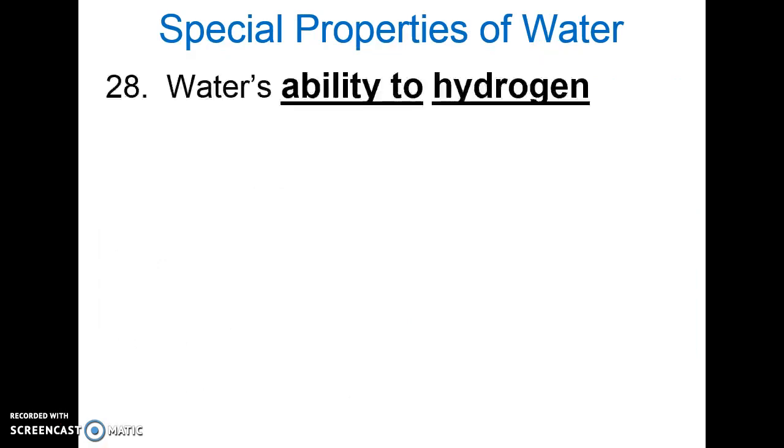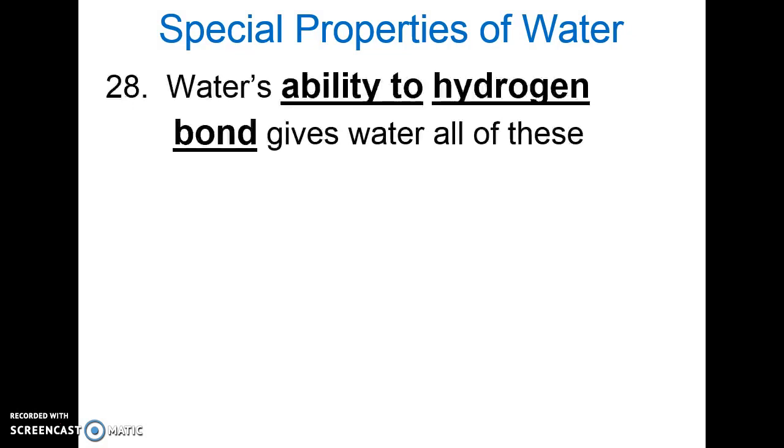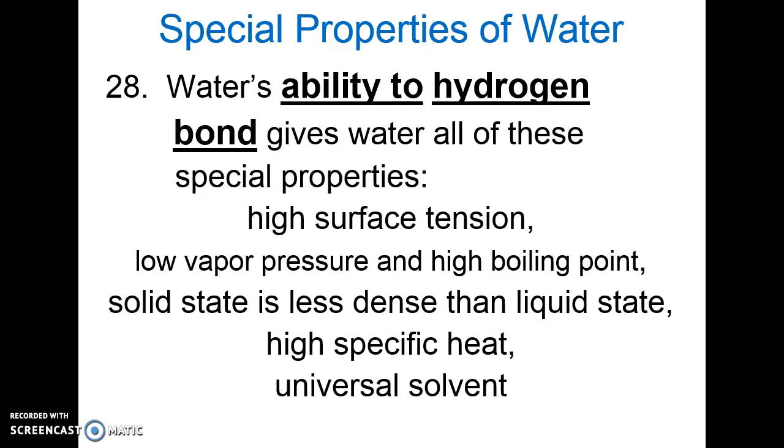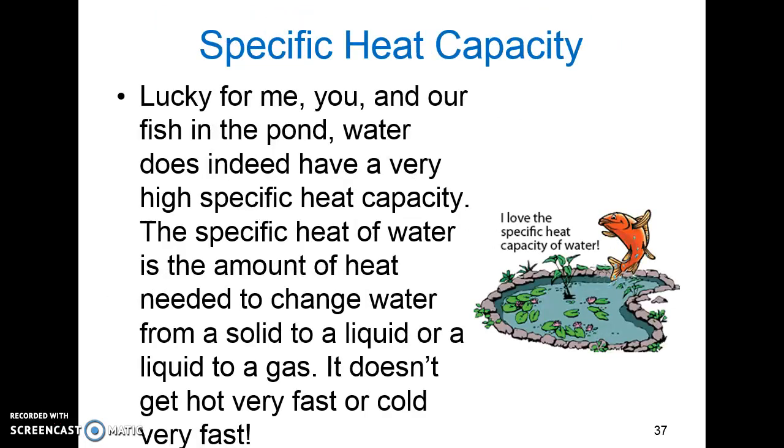All right, and again, why would water have this special property? Once again, its ability to hydrogen bond gives us that special property. All right, and you can see, lucky for me and you, in our fish in the pond, water does indeed have a very high specific heat capacity. It doesn't get hot or cold very fast, and therefore it is nice for our little fish in our pond here.